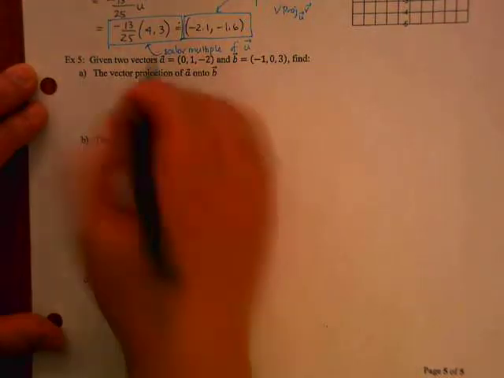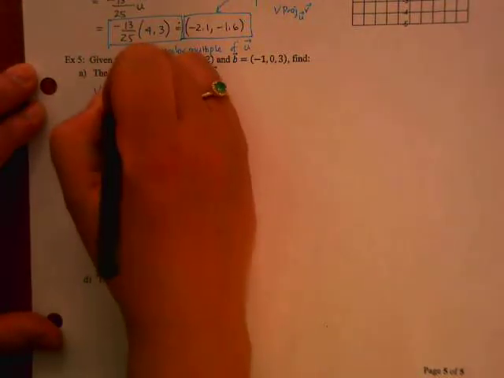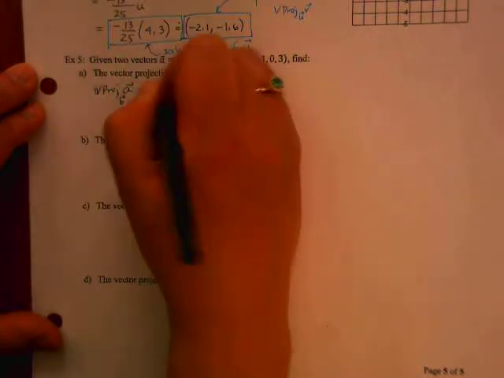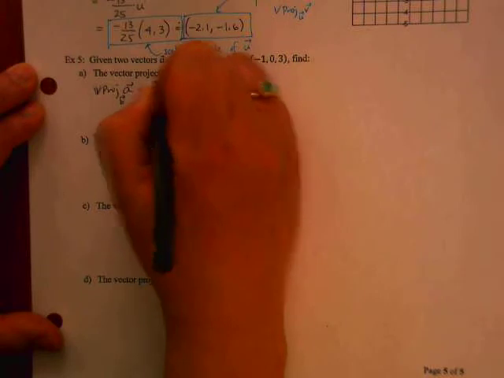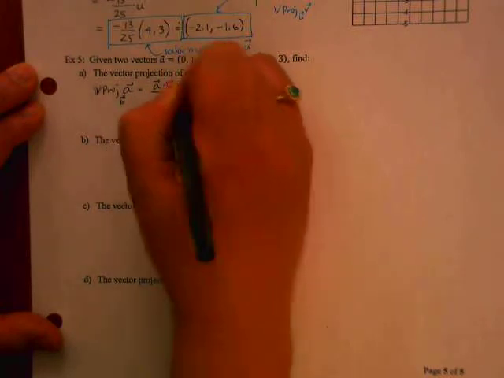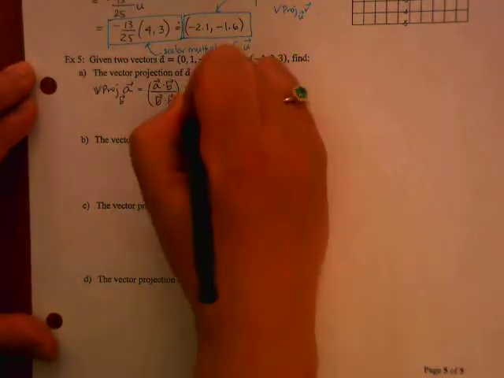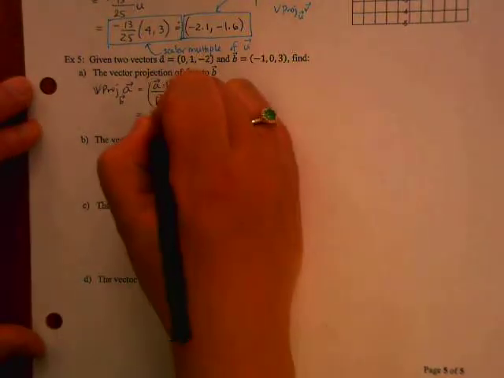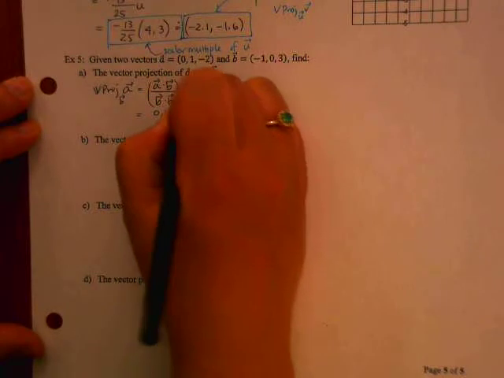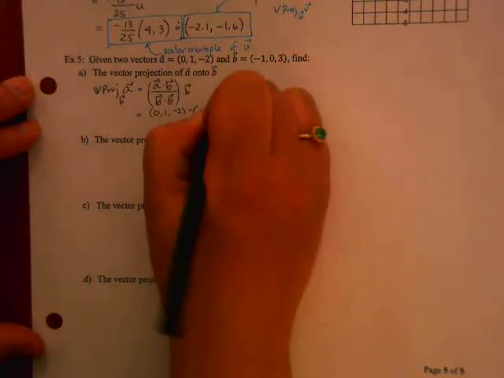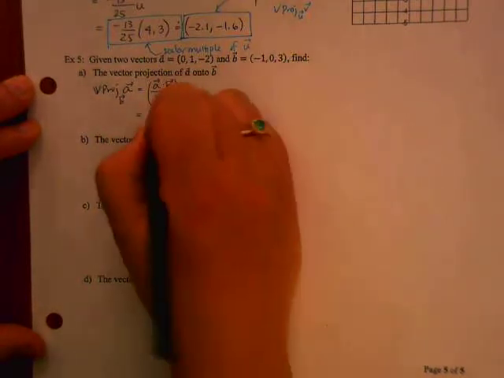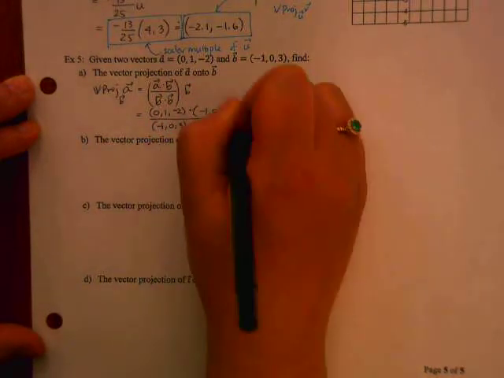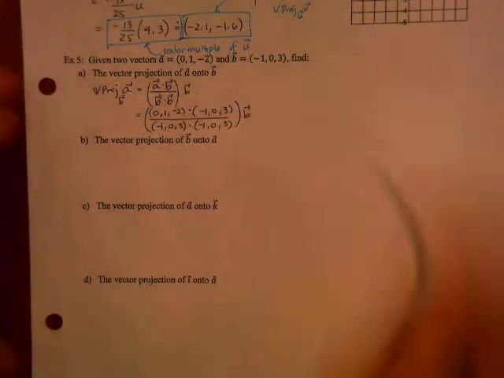All right, vector projection of A onto B is going to be the dot product of A and B over the dot product of B with itself, as a scalar multiple of vector B. So that's going to be (0, 1, -2) dot product with (-1, 0, 3), over (-1, 0, 3) dot product with itself, in the direction of vector B.